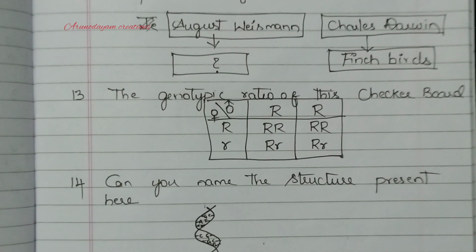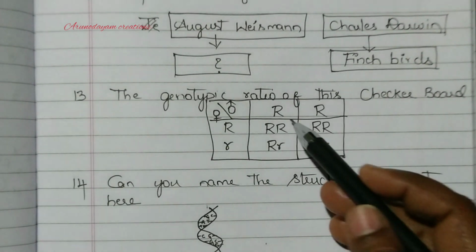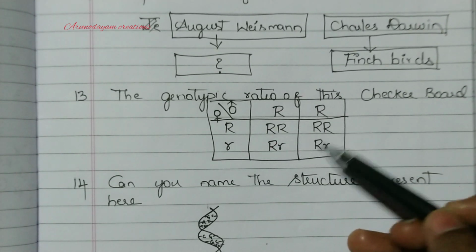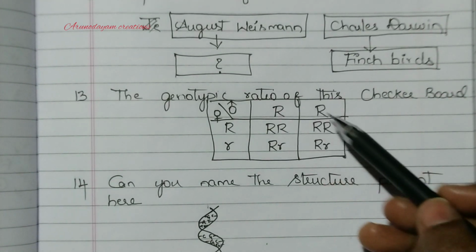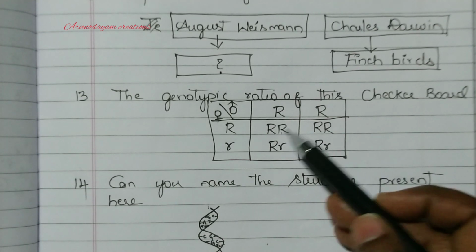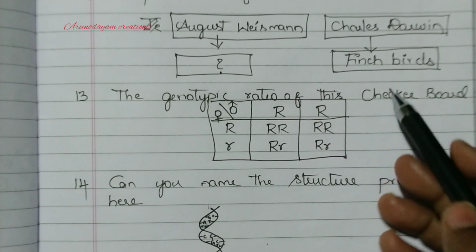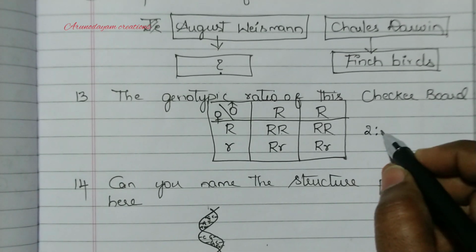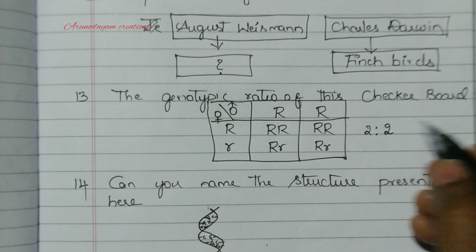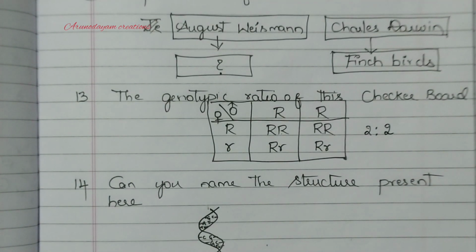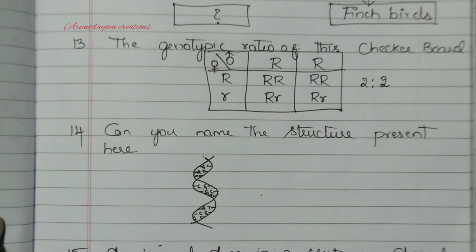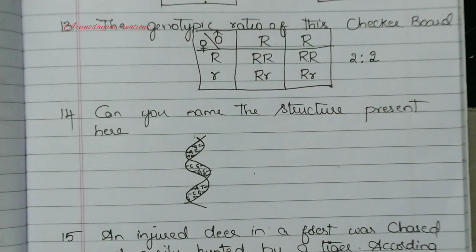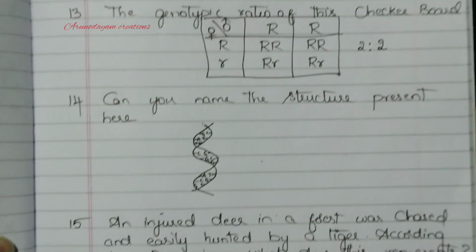13th. Genotypic ratio of this checkerboard. Homozygous round seeds with heterozygous round seeds. So here we got all round seeds, but the genotypic ratio is 2 homozygous round and 2 heterozygous round seeds producing plants. So 2:2. 14th question. Can you name the structure present here? It is a double helical structure, DNA, deoxyribose nucleic acid.